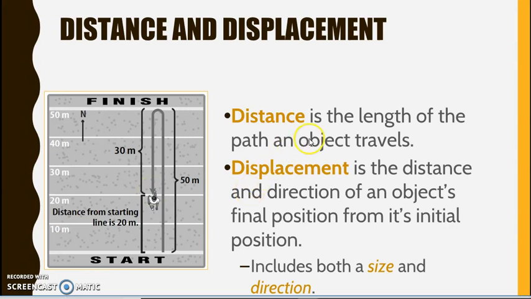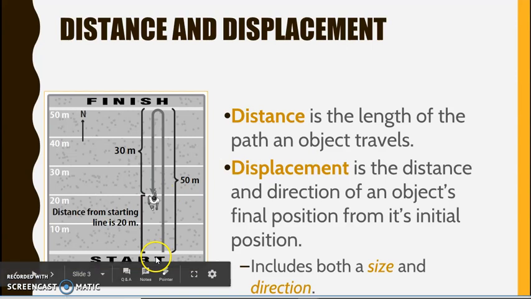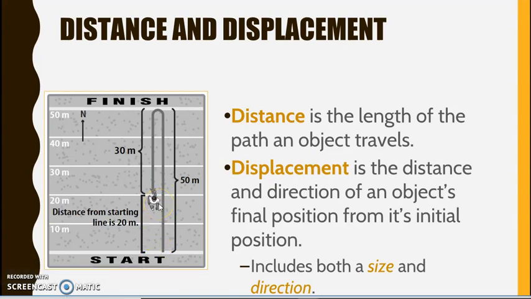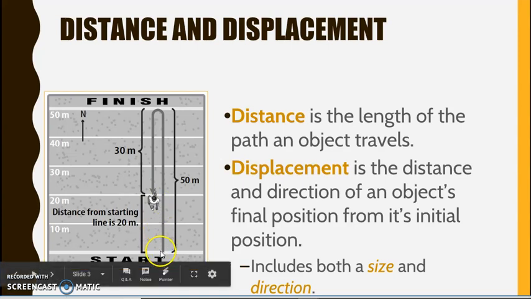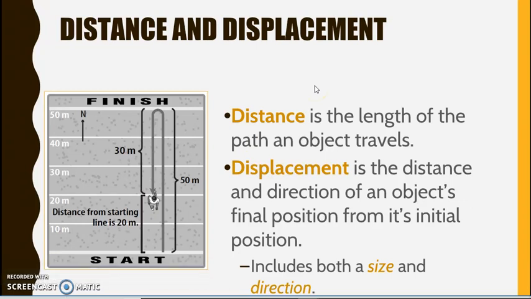Displacement, on the other hand, is the distance you end up from your starting point. So this person, if we look at the starting point right here and then measure to this person, the displacement is only 20 meters. Even though this person traveled 80 meters, they're only 20 meters away from where they started. So their displacement is 20 meters. How far away are you from your starting point? So I'm going to say that again. Distance, how far you actually went. Displacement, how far did you end up from where you started?